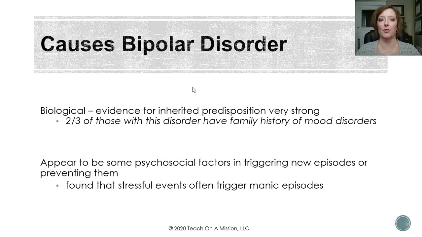Causes of bipolar disorder. So there are a couple of different perspectives. First and foremost, there's a biological perspective. The evidence for inherited predisposition is very strong. 2/3 of those with this disorder have a family history of mood disorders or disorders that used to be known within these mood disorders. There also appear to be some psychosocial factors in triggering new episodes or preventing them. Researchers have found that stressful events often trigger manic episodes.